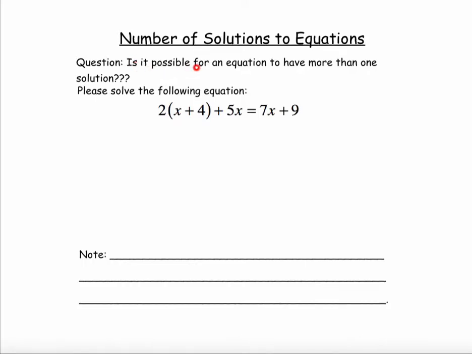All right, here's a question for you. Is it possible for an equation to have more than one solution? Every equation we've dealt with before has had exactly one solution. Maybe the solution was 5, or maybe the solution was negative 2/3, but there's always one of them. Never 2, never 3, never 0. So, hey, let's see. Is it possible for an equation to have more than one solution?